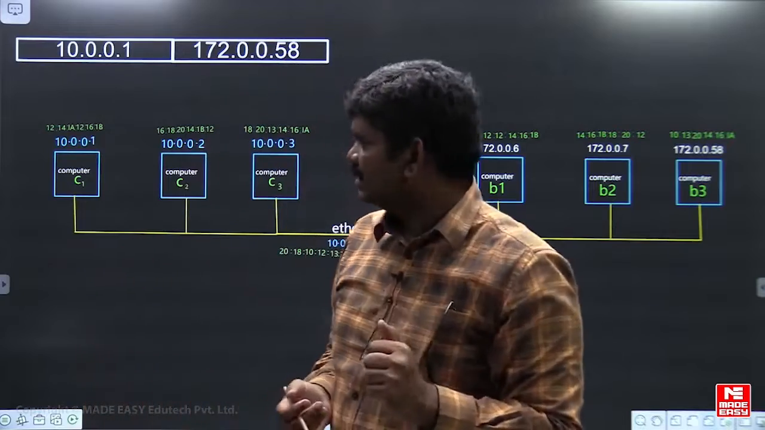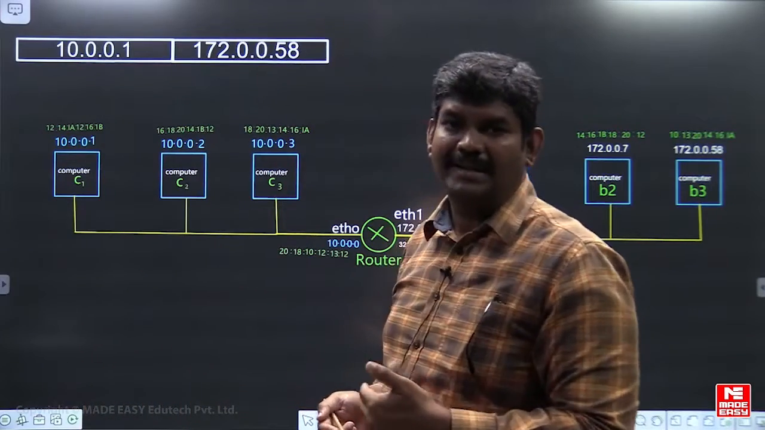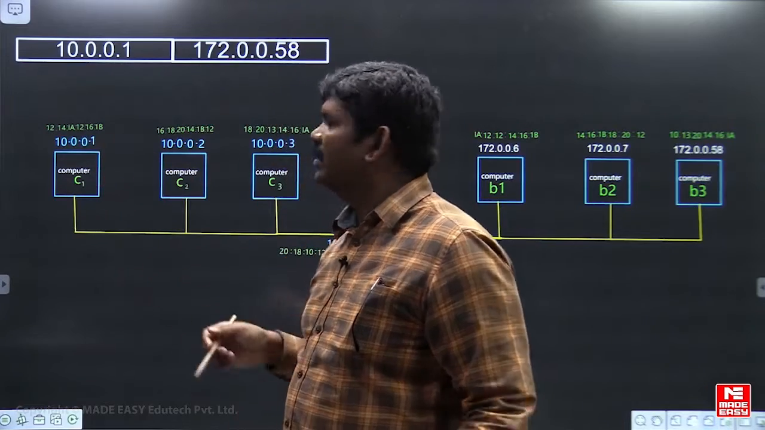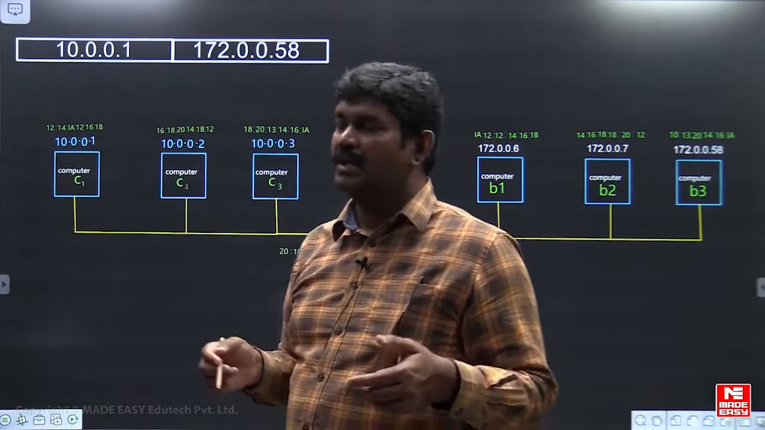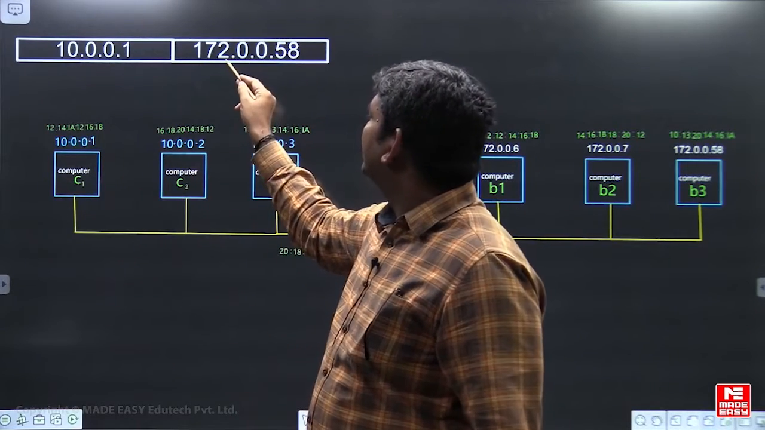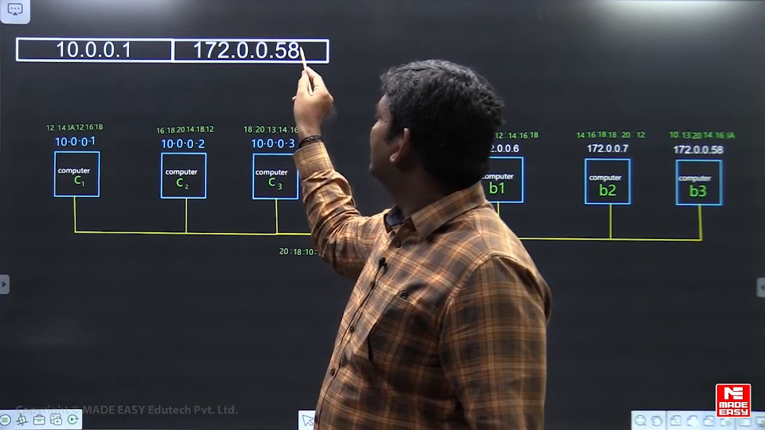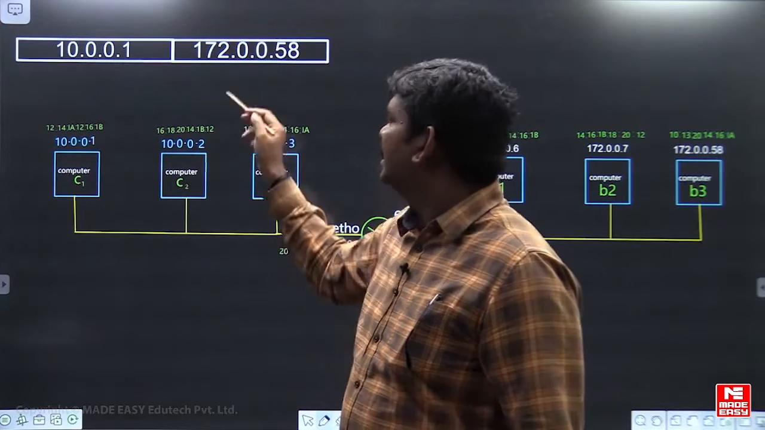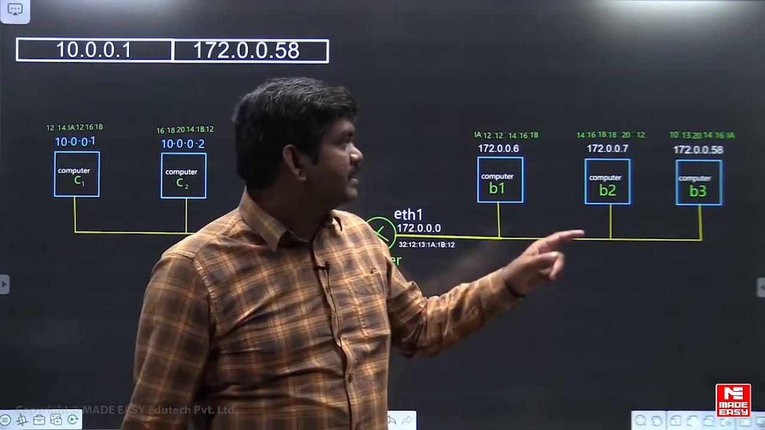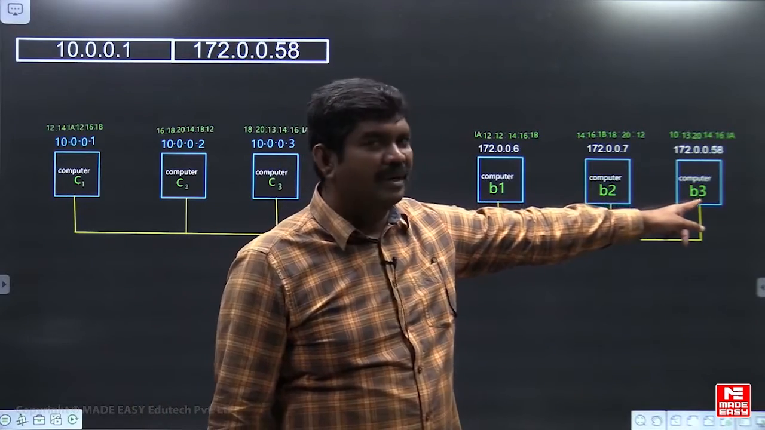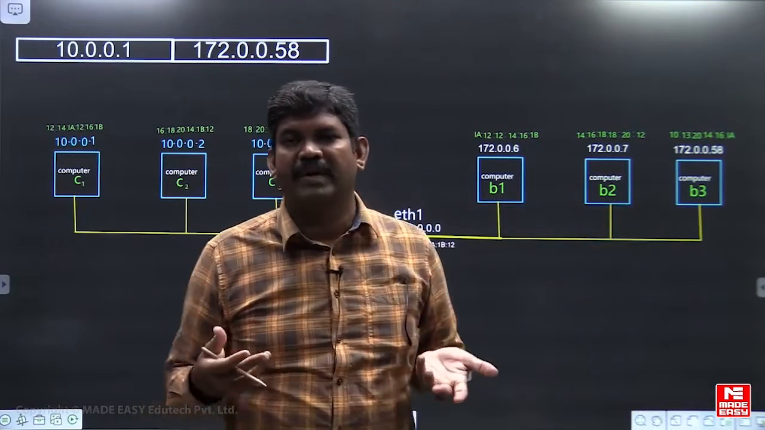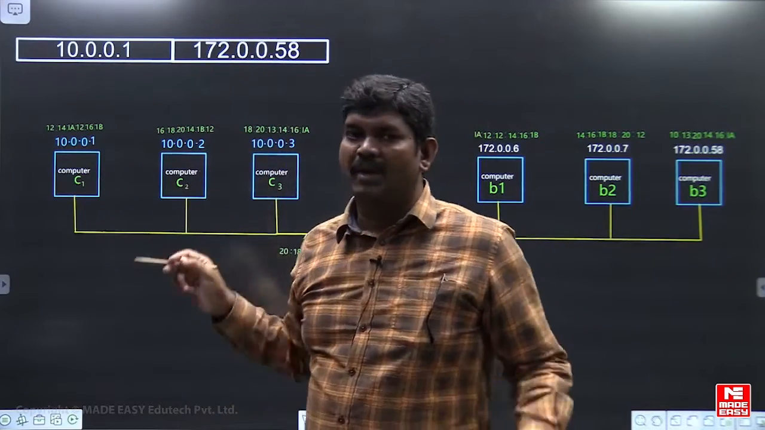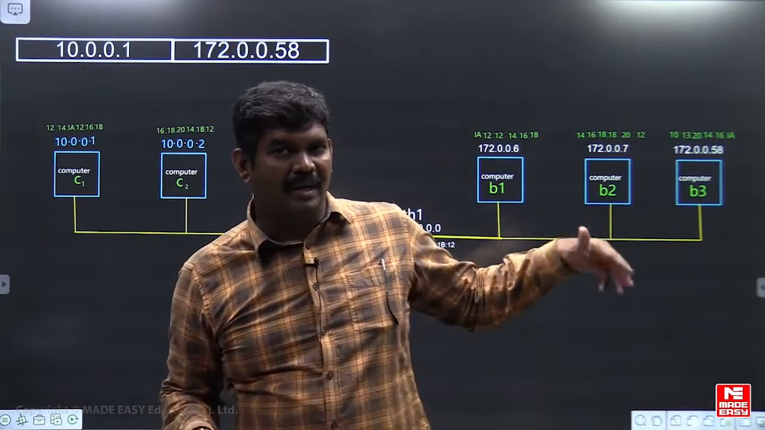Now my target in this example is C1, with IP address 10.0.0.1, wanting to transmit data to a system with IP address 172.0.0.58. This is the IP address of the destination, and you can see the destination IP address is available here, on the other network. First of all, you can ask me a question: sir, how does C1 know the destination IP address which is on the other network?